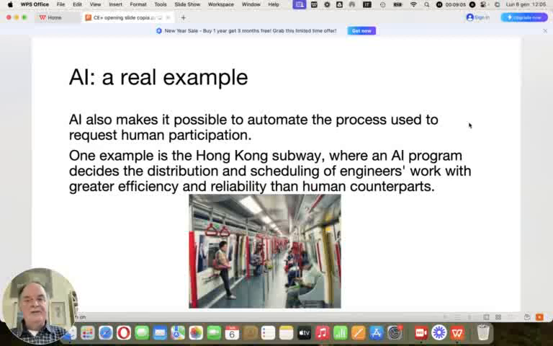AI also makes it possible to automate the process used to request human participation. One example is the Hong Kong subway, where an AI program decides the distribution and scheduling of engineers' work with greater efficiency and reliability than human counterparts.